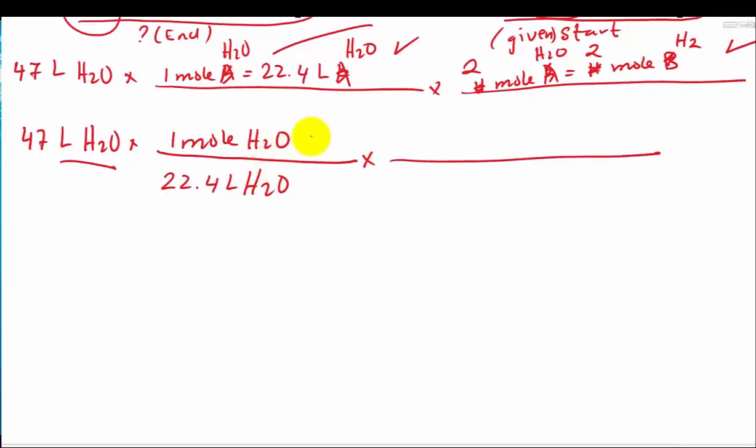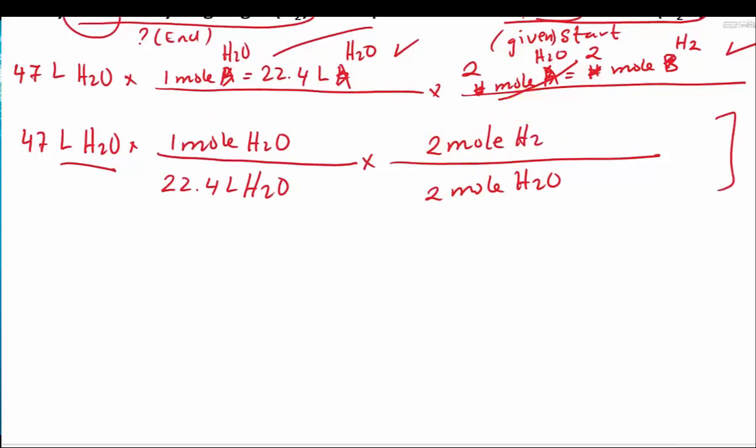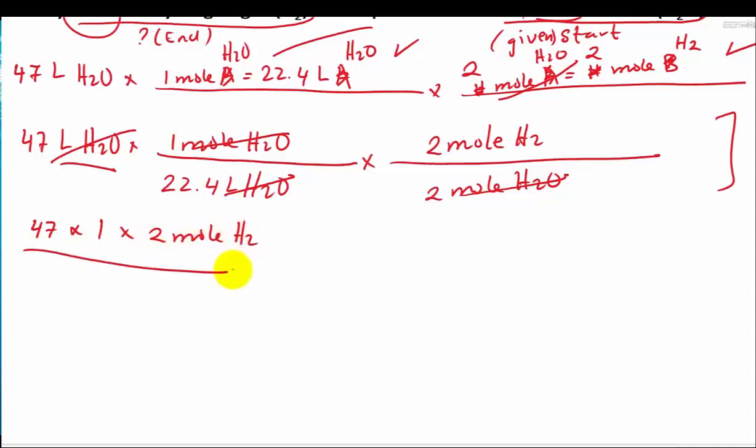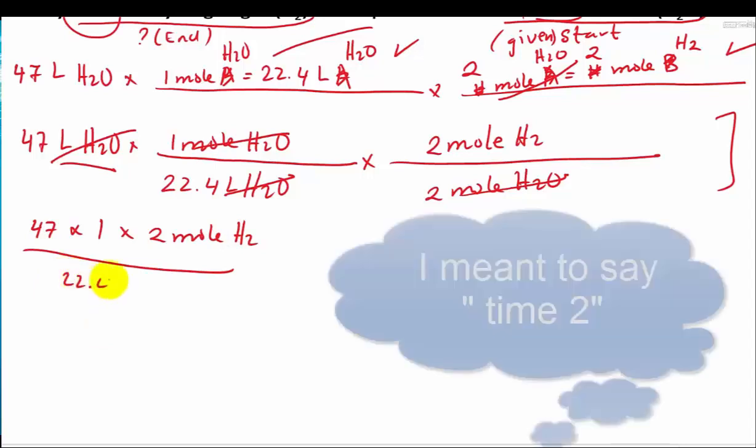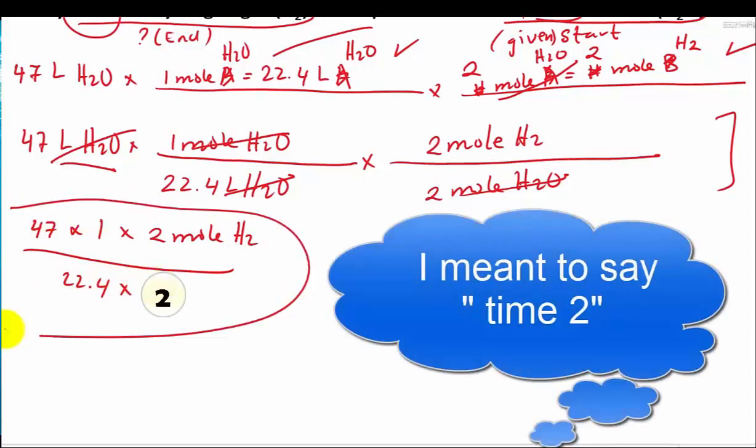Since our previous unit now is 1 mole of water, we go over here and look for moles of water, which is this one right here. So we have 2 moles of water. If this side is on the bottom, the other side has to be on top. The last thing we have to do is cancel out the unit and multiply. We have liters of water cancel out with liters of water, moles of water cancel out with moles of water. So we have 47 times 1 times 2 moles of hydrogen, divided by everything on the bottom, which is 22.4 times 1. And this is our final answer.